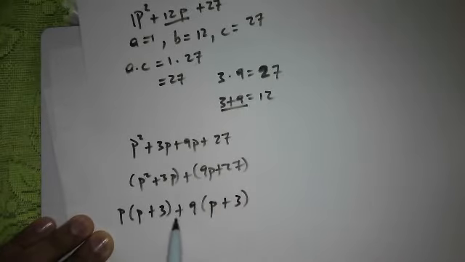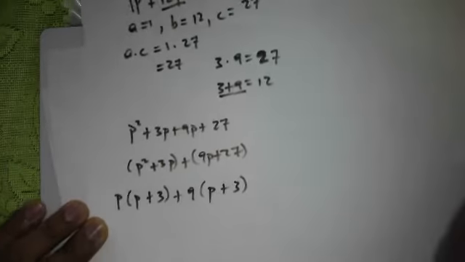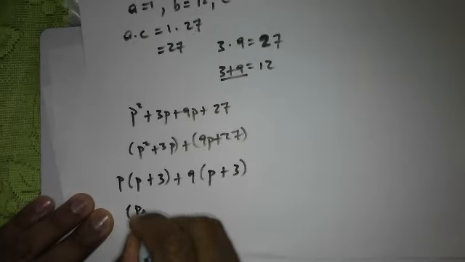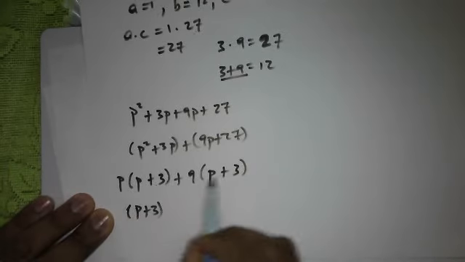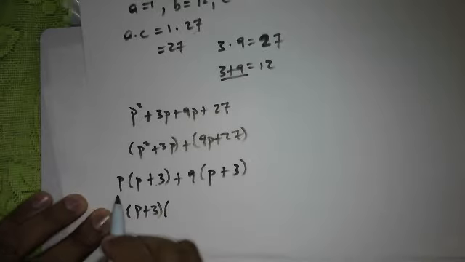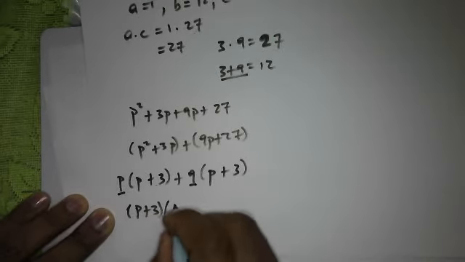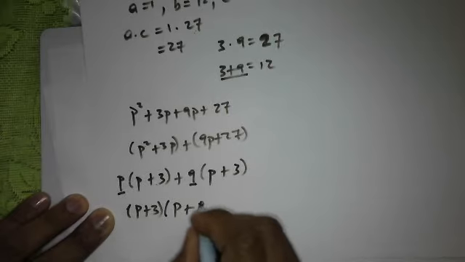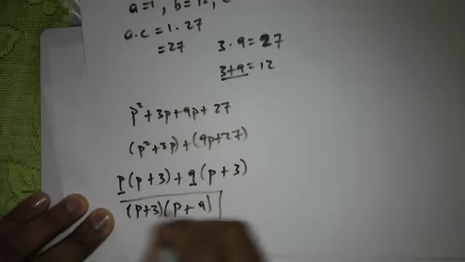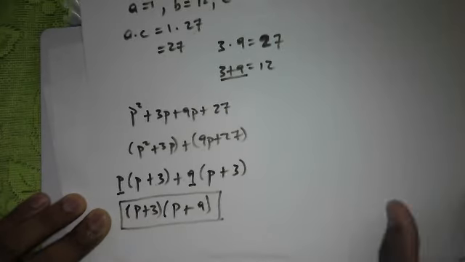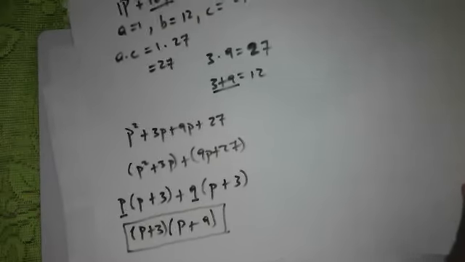Again, my parentheses are the same, meaning that is one of my factors. So here are my factors. p plus 3, that is one of my factors. And my other factor would be the terms that are outside the parentheses. So that would be p plus 9. And this is my solution. Okay, these are my factors for that question.